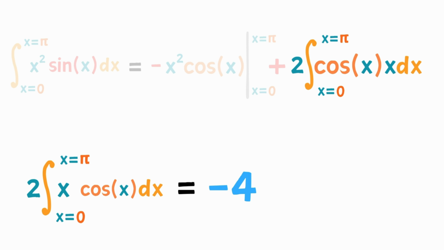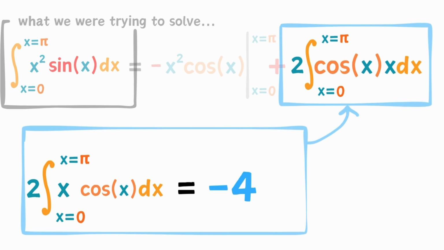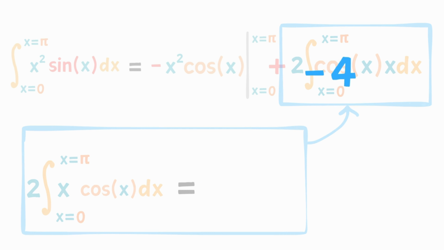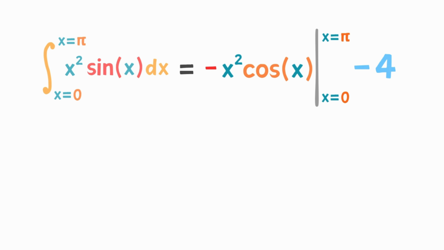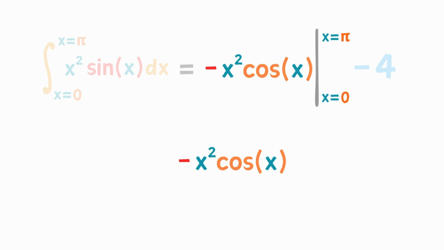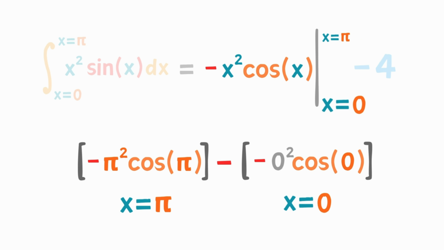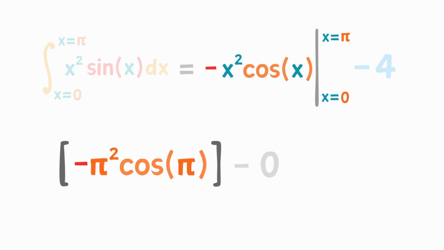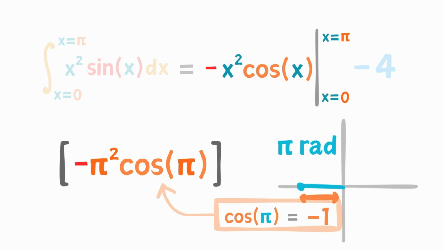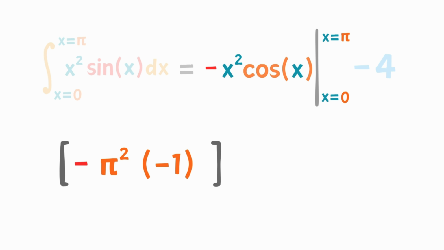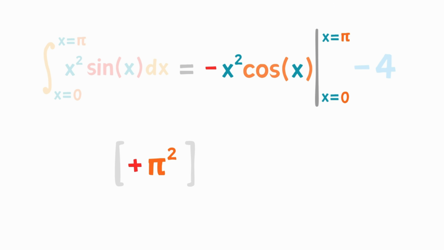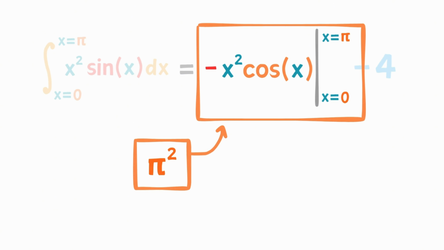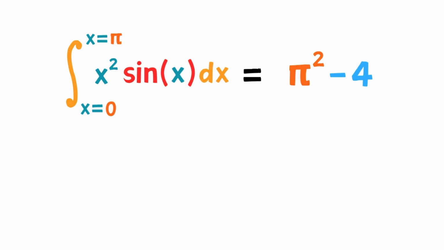We're almost done. Going back to the equation with the original integral, we know the value of this integral is -4. And now, to fully unlock the answer, we just need to evaluate -x squared times cosine of x at pi and 0. When x equals 0, x squared is 0, so the second term is just 0. And when x equals pi, we can take a look at our unit circle to find that cosine of pi is -1. So this is just -pi squared times -1, or positive pi squared. And substituting this into our answer, we find that our fully evaluated integral is pi squared minus 4.